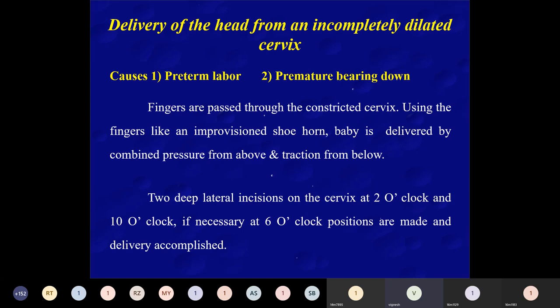all these destructive surgeries earlier we used to do when cesarean section morbidity and mortality was very high and antibiotic use was not that much in vogue, but at present we are not going to do them. So in an incompletely dilated cervix, better to do a cesarean section rather than trying all these destructive procedures. Duhrssen's incision can extend and lead to cervical laceration and uterine rupture.